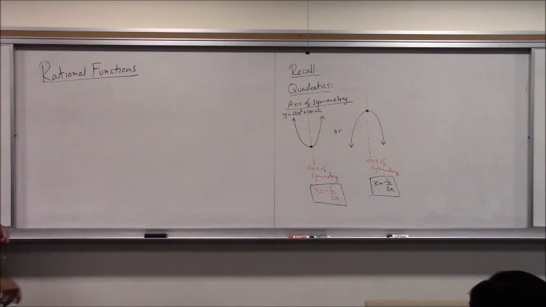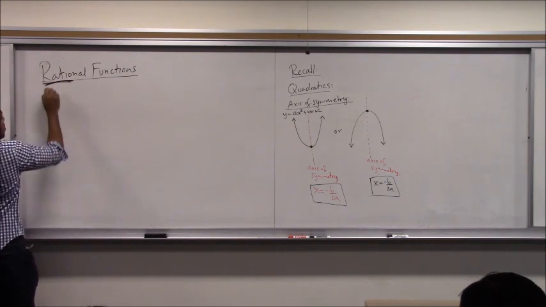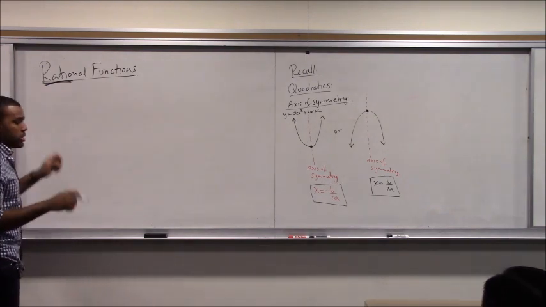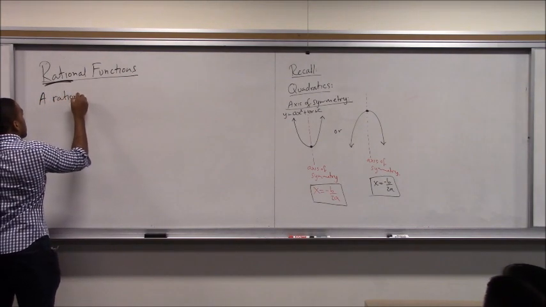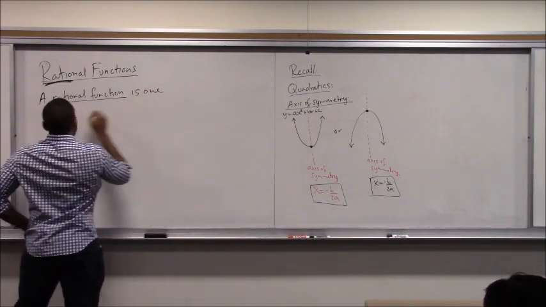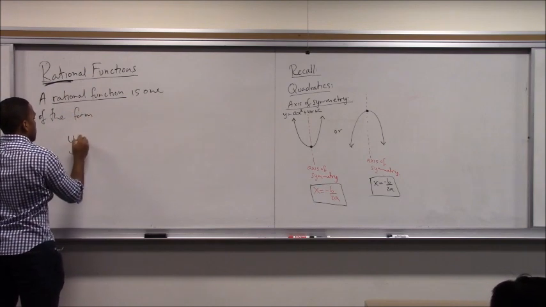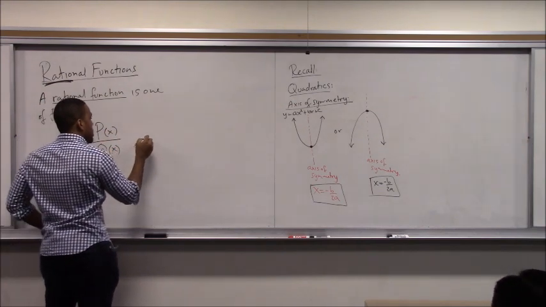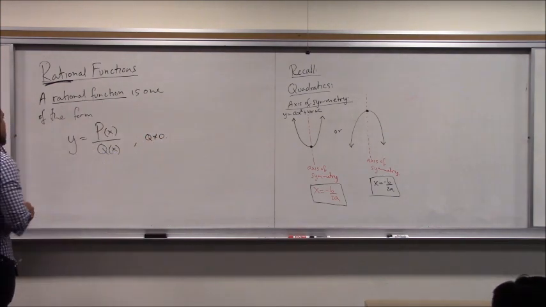So what does it mean for a function to be rational? It's not crazy, that's not what it means. The root word is ratio. So you're taking a ratio of two functions, but something is called a rational function when it's a particular kind of ratio. A rational function is one of the form y equals p of x over q of x. So it's two functions being divided in a ratio. Of course, q cannot be 0.